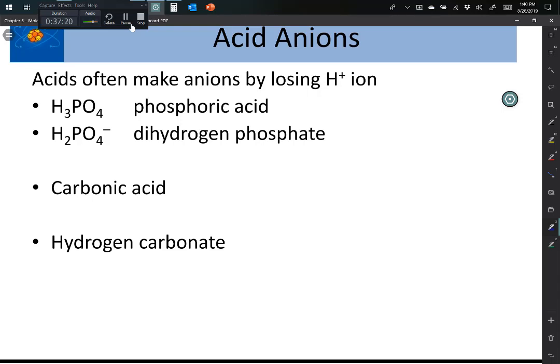Carbonic acid looks like this. So one of the acid ions looks like that. It only has the one acid ion. This is carbonic acid. What would I call this? Hydrogen. What is this ion called? Carbonate. Hydrogen carbonate.